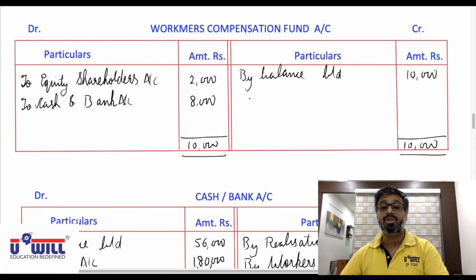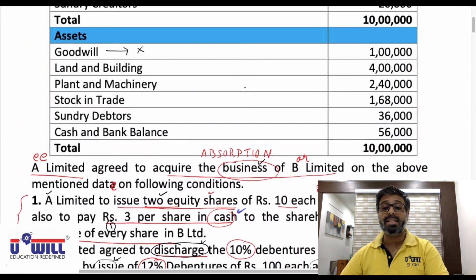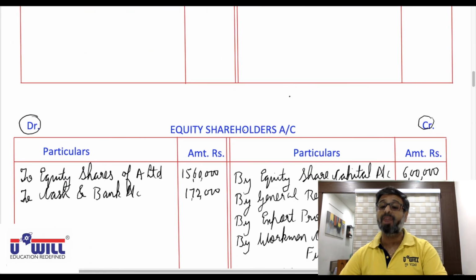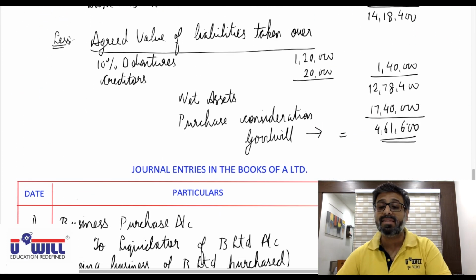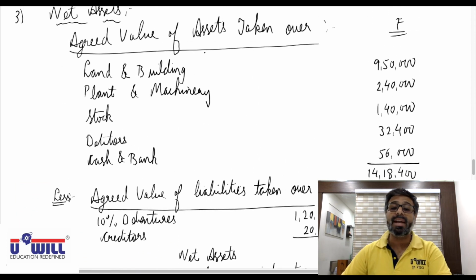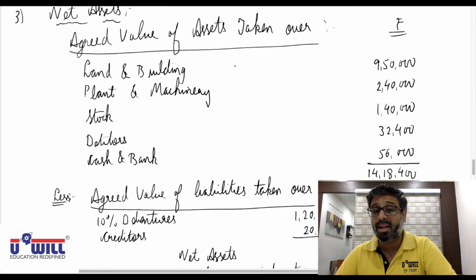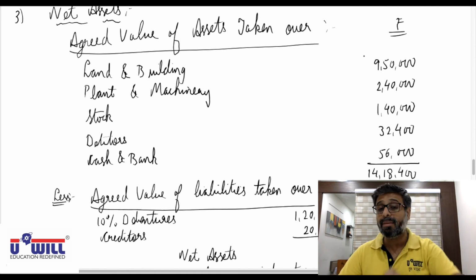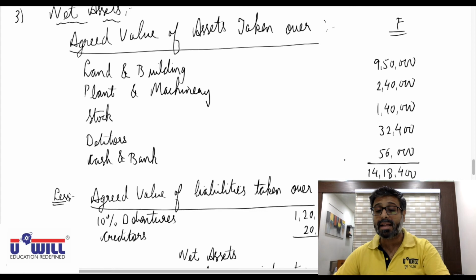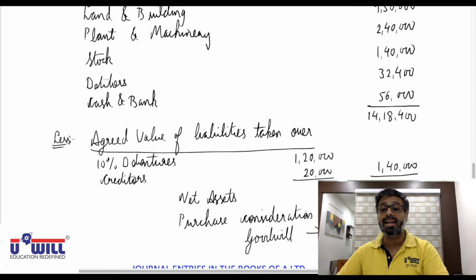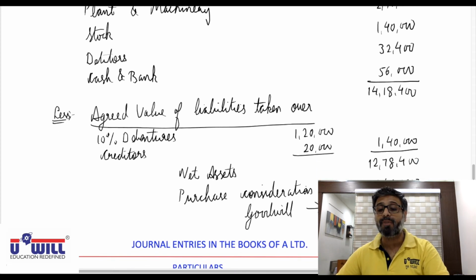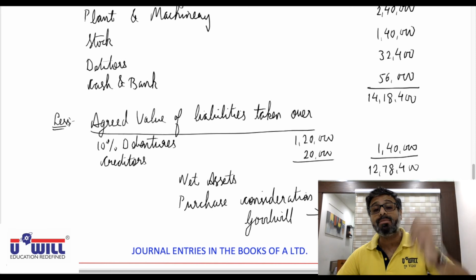Now understand the logic again. Why we did not take this goodwill? Because goodwill given in the balance sheet is 1 lakh. But we are not paying 1 lakh for goodwill. We are paying 4,61,600. Now suppose you would have taken goodwill 1 lakh. Then what would have happened? This would have become 15,18,400 minus 1,40,000, 13,78,400 minus 17,40,000. Then it would have become 5,61,600 goodwill again.